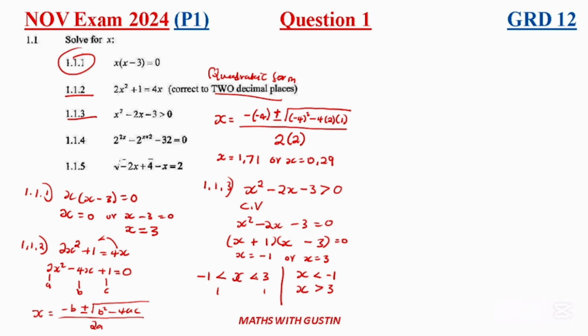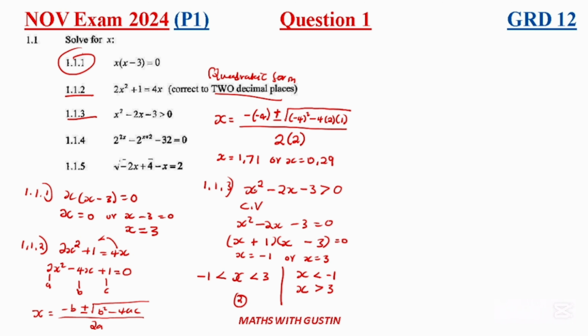Now in between here, we can choose what? Which number is in between? I can choose 2. So we're going to choose 2, and then we substitute 2 there. If we put 2 here, the answer we're going to get will be greater than 0. If not, therefore this is not the solution. The other one will therefore be the solution.